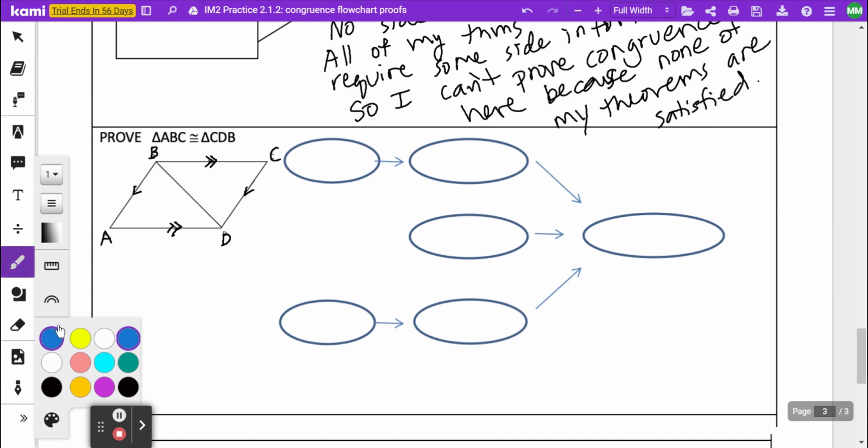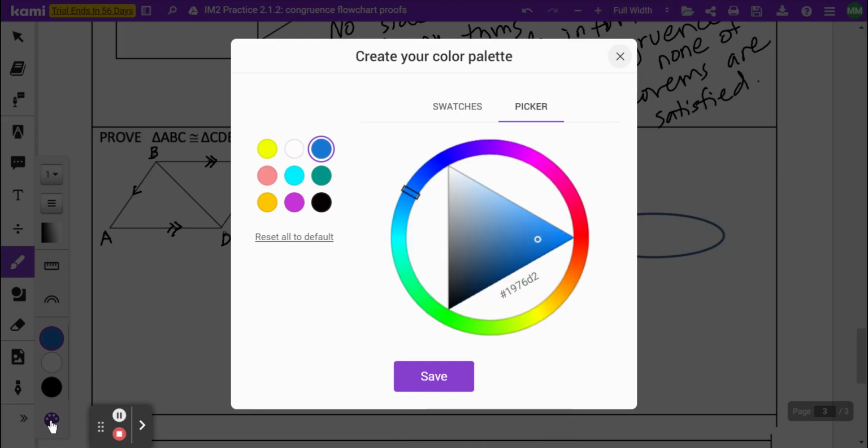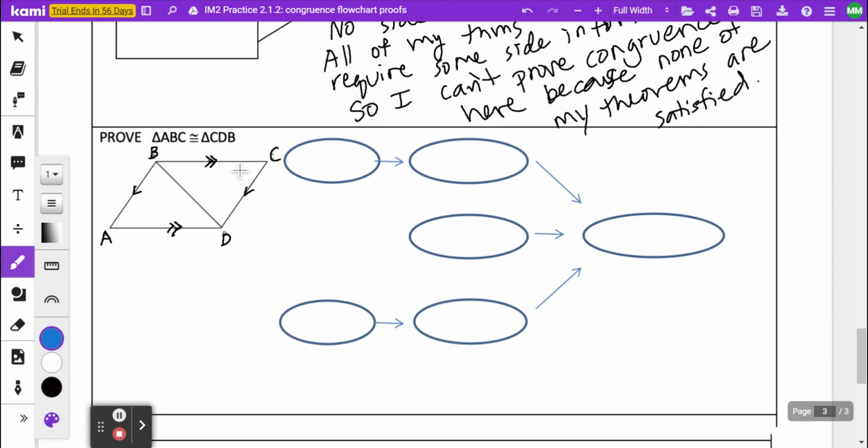When I look at parallel lines CD and AB, what alternate interior angles can I find? Aha. This angle touches both the transversal and the parallel line, and it is interior. And this angle is on the opposite side of the transversal and touches both the transversal and the parallel line. All right, I'm going to use a different color.